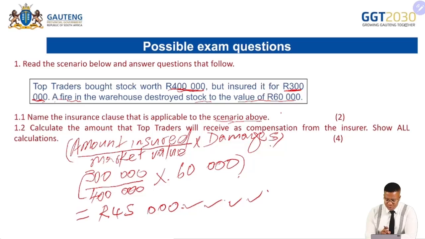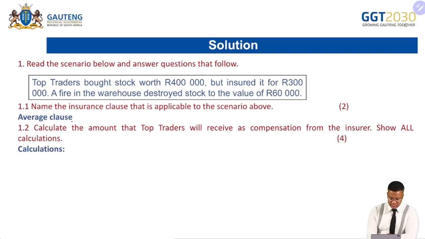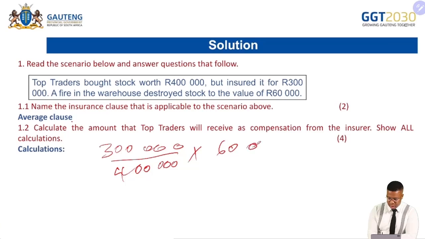Just don't be excited, because sometimes when you know something, you get to be excited. For instance, in 1.1, someone can make a mistake and say the name of the insurance clause that is applicable is under insurance. That is wrong. That clause there is your average clause, because the average clause would help to calculate the solution. So the answer there is average loss. And remember, we said the calculation is 300,000 over your 400,000 multiplied by the 60,000. Then you get your answer to be what now?